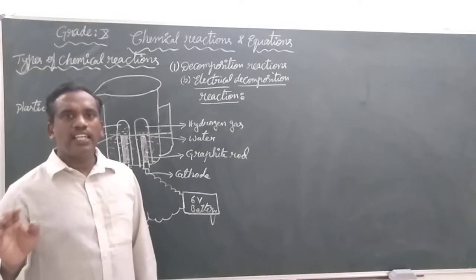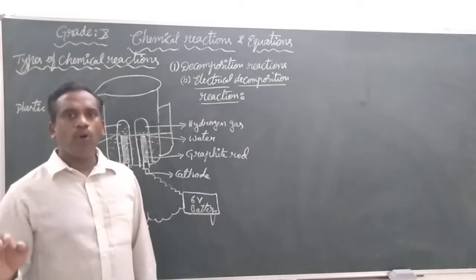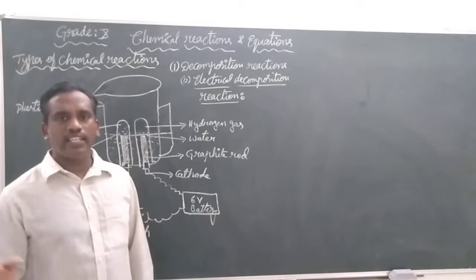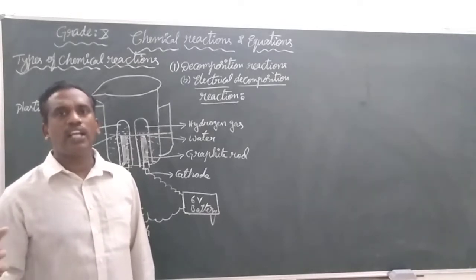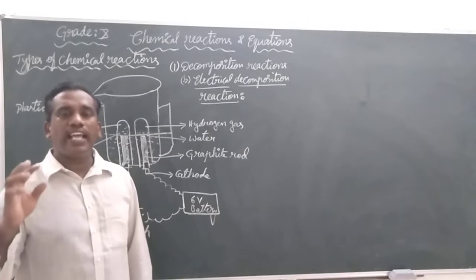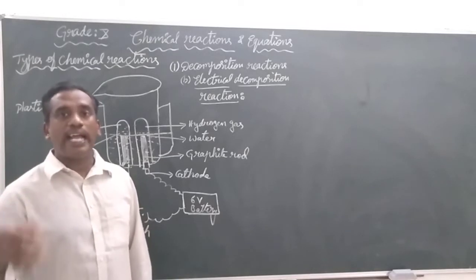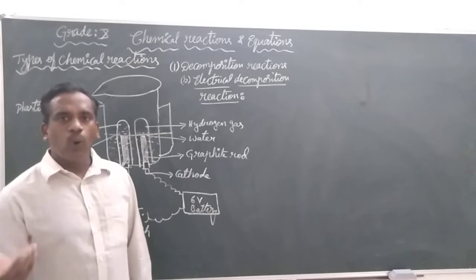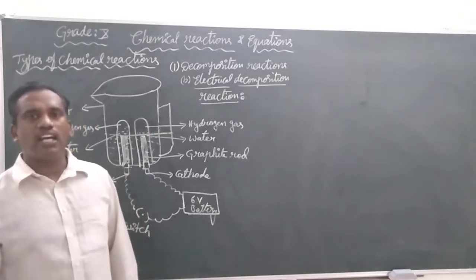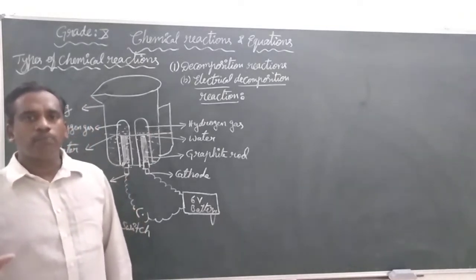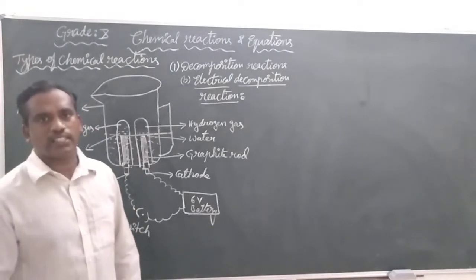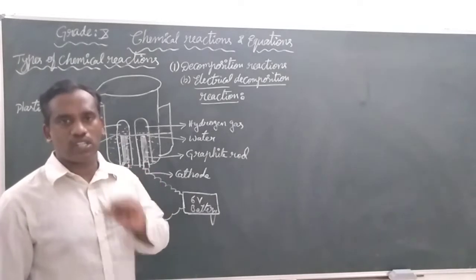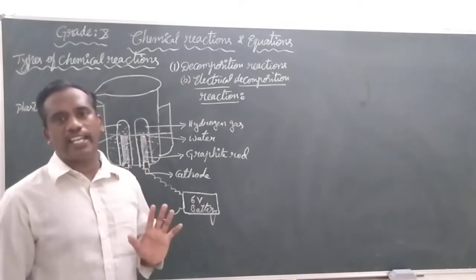When a single reactant decomposes to give two or more products, it is called a decomposition reaction. We explained that when we heat the reactant, those reactions are called thermal decomposition reactions. Those decomposition reactions are among the types of chemical reactions.